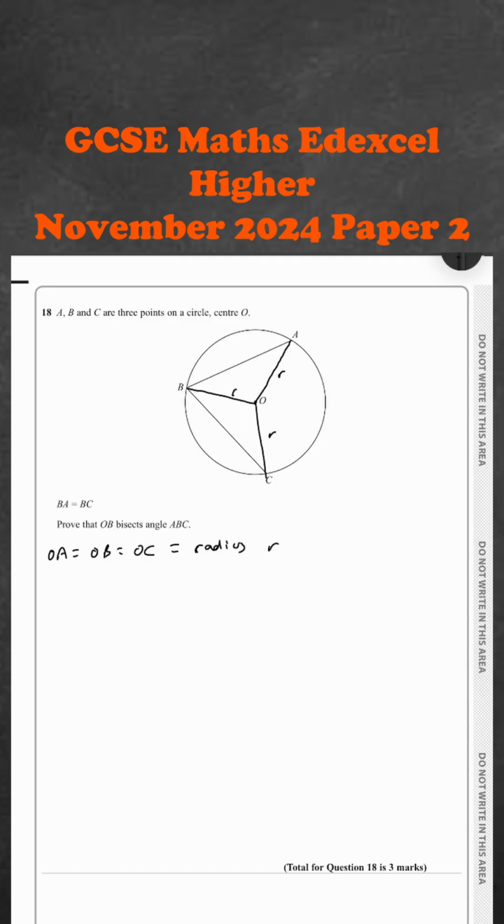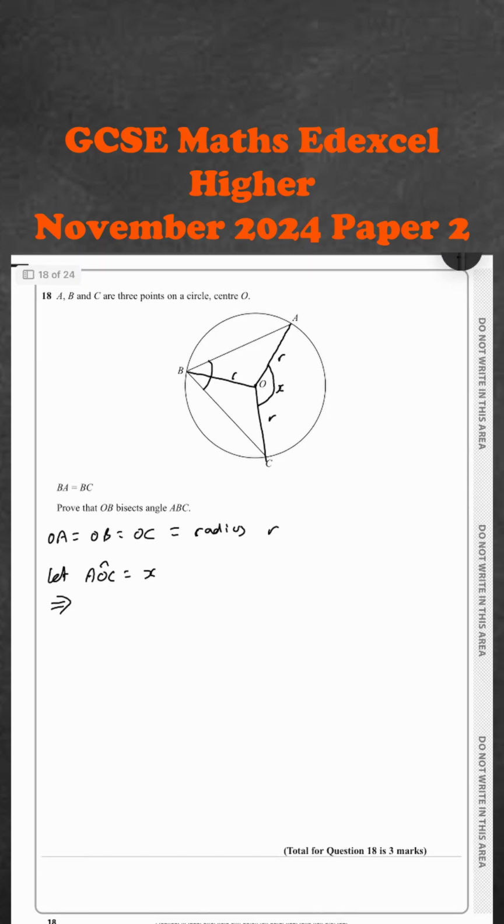I'm going to say this angle here is x. So we'll say let's AOC equal x. And then we can say that ABC, this angle here, ABC equals x over 2. And this uses one of our circle theorems, as the angle at the centre is twice the angle at the circumference of a circle.